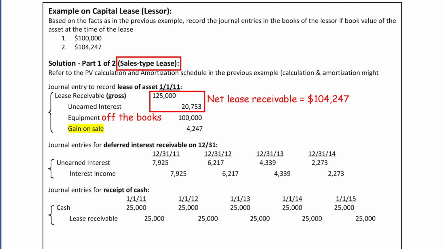Now I want you to draw two arrows here. First arrow, draw an arrow from unearned interest to the unearned interest debit amortization on the next journal entry. Draw another arrow from lease receivable to the third journal entry where the lease receivable is being realized in cash.